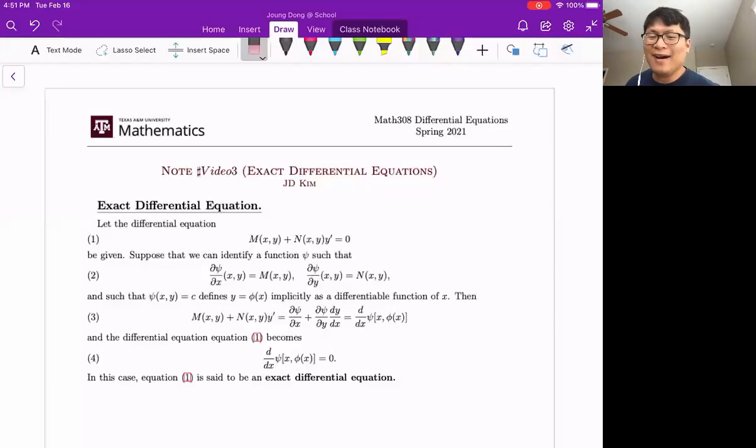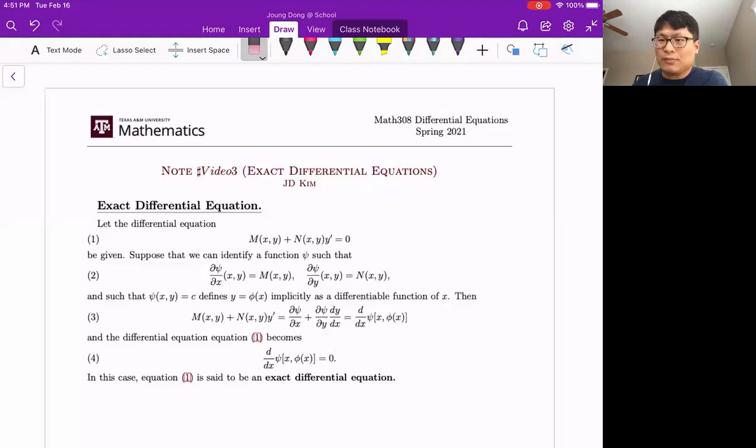Hi guys. Let's talk about exact equations, okay? Some of you may not find the concept of exact easy to understand, right? Because this one is based on the Calculus 3 material. So I'm going to try to explain this as easily as possible. Here we go.